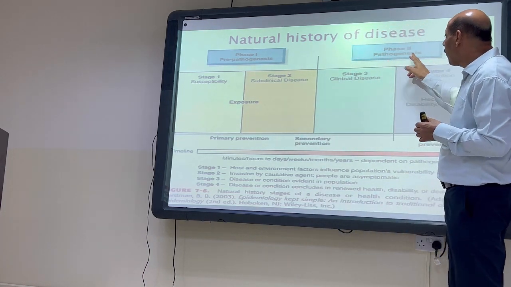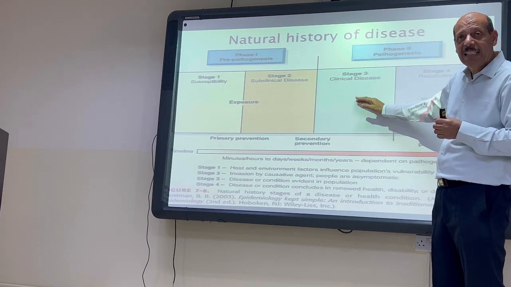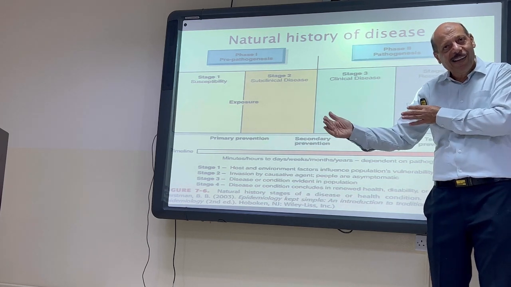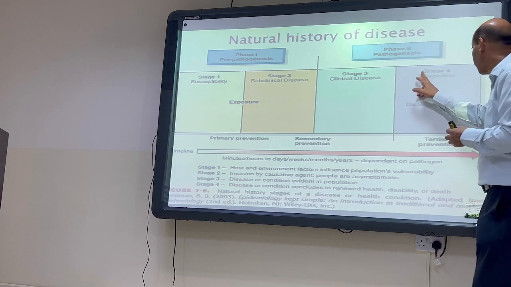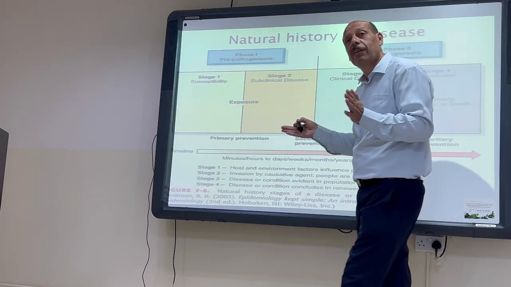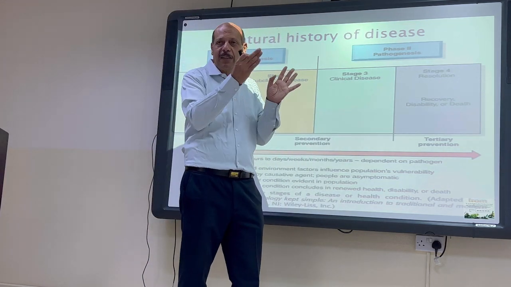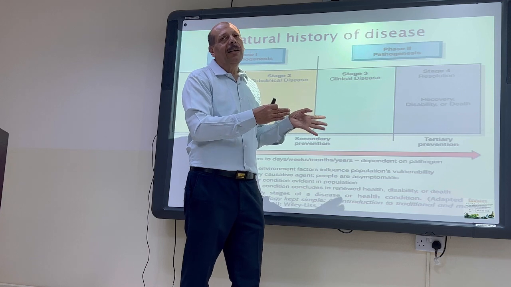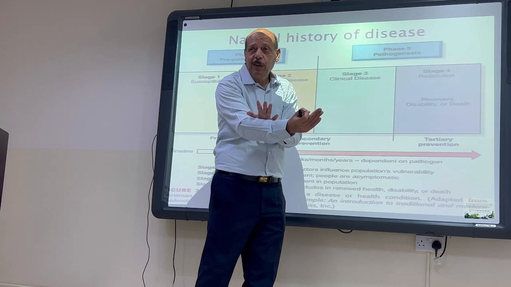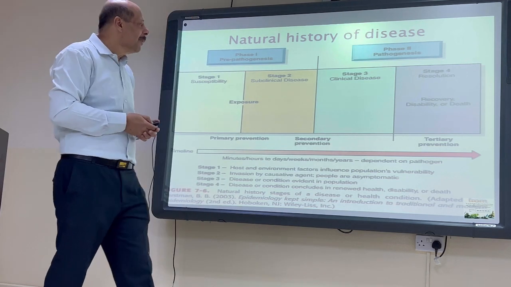Phase 2 of the pathogenesis. Here, the clinical disease is apparent, the signs and symptoms are apparent, and it's clear. In this case, the person will go to healthcare. Stage 4, recovery and disability or death. So the consequence: either the person will recover if he is treated well and according to the prognosis and progress of the disease, or he might get a disability due to that, or he might die. So those are the possibilities.